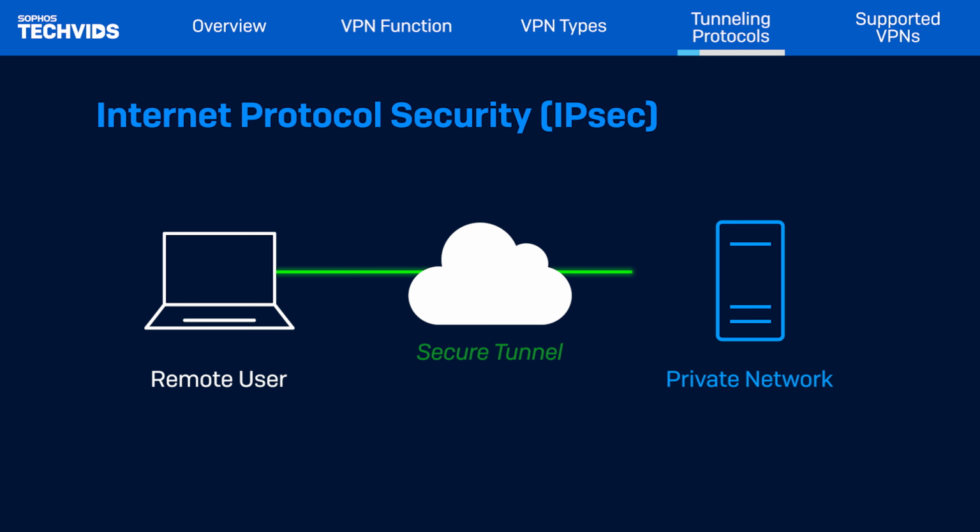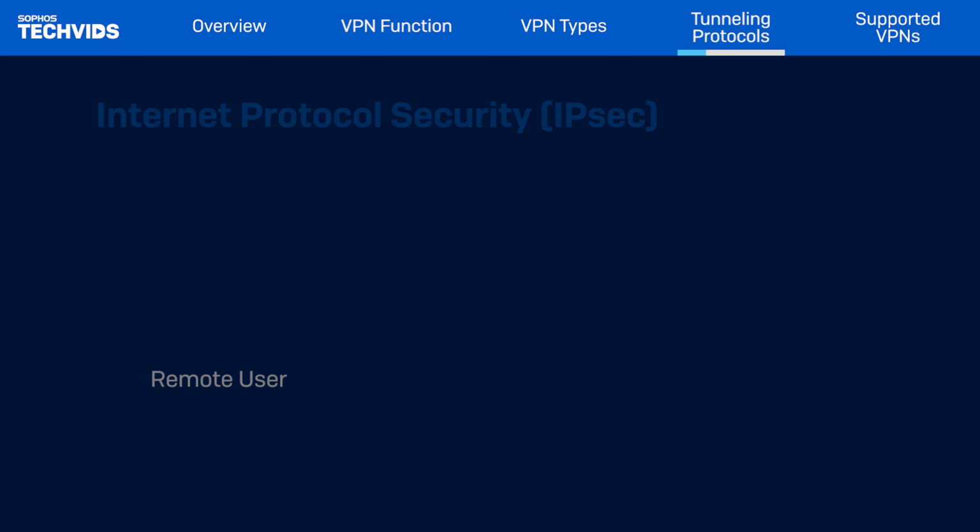IPsec creates a secure tunnel between two devices. A security association is negotiated between devices, which includes information such as encryption algorithms and shared keys. Once established, all data sent between the devices is encrypted and authenticated, ensuring that only authorized parties can access the data. IPsec uses two main protocols.